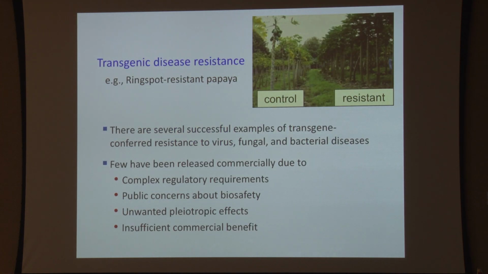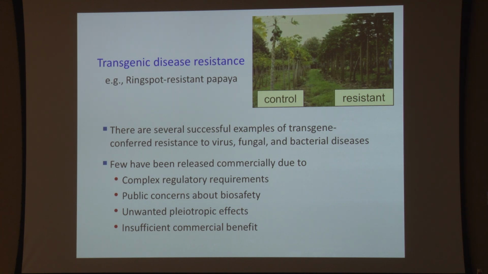Okay, transgenic, I'm going to come back to stripe rust, but transgenic disease resistance. Maybe the best example is resistance to ringspot virus in papaya. Some say that it's responsible for saving the papaya industry in Hawaii. It's been very successful. I think it's been grown since the late 90s.